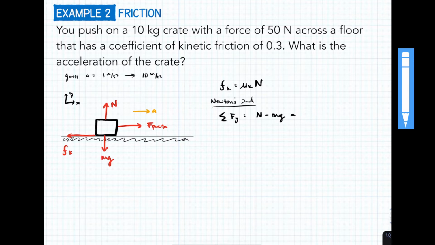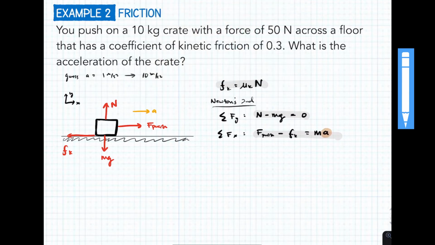But what's the acceleration in the y direction? 0. And then we sum up our forces in the x direction, which is F push minus kinetic friction is equal to mass times acceleration. Okay, so we have, in this case, 3 equations. 1, 2, 3. How many unknowns do we have?